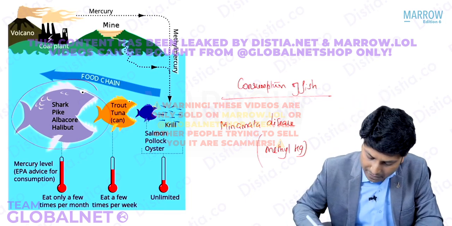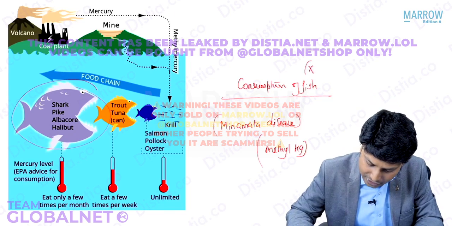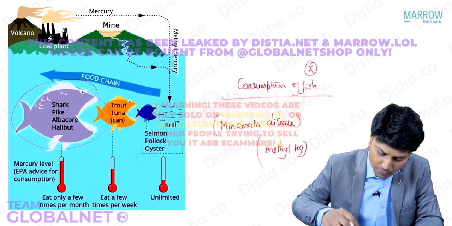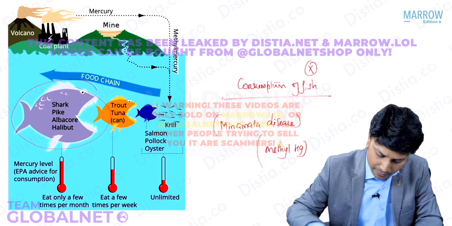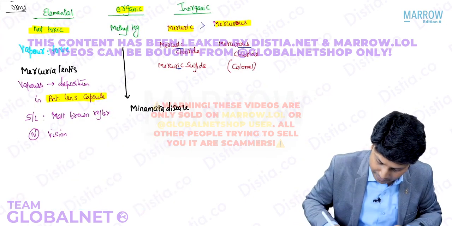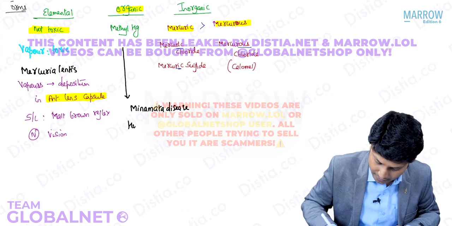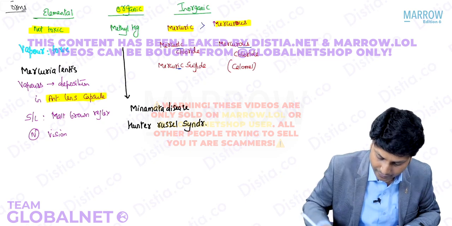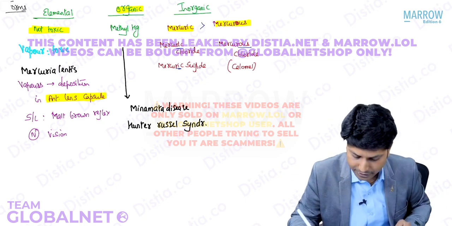So do remember Minamata disease. Minamata disease is due to the consumption of fish. There is one more condition that is seen with methyl mercury, that is nothing but Hunter-Russell syndrome, right? So do remember two important conditions.